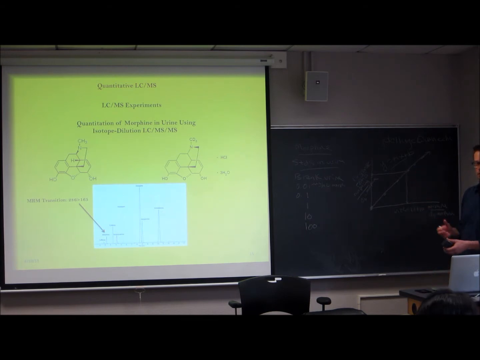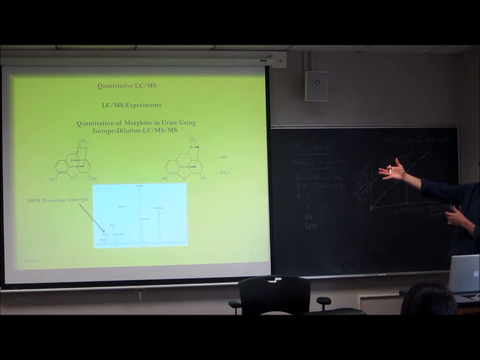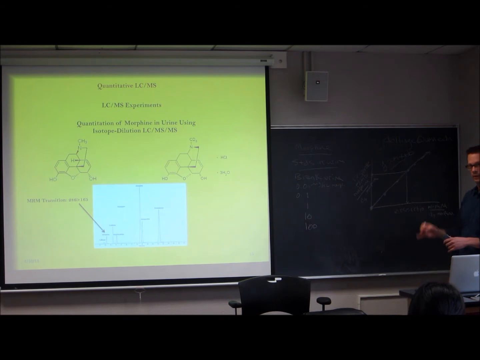If you add your internal standard and then you do solid phase extraction and you get a 72% yield on your solid phase extraction, you've lost just as much deuterated internal standard as you have the unlabeled analyte. So the ratio remains constant regardless of the yield of your sample preparation. Does that make sense?